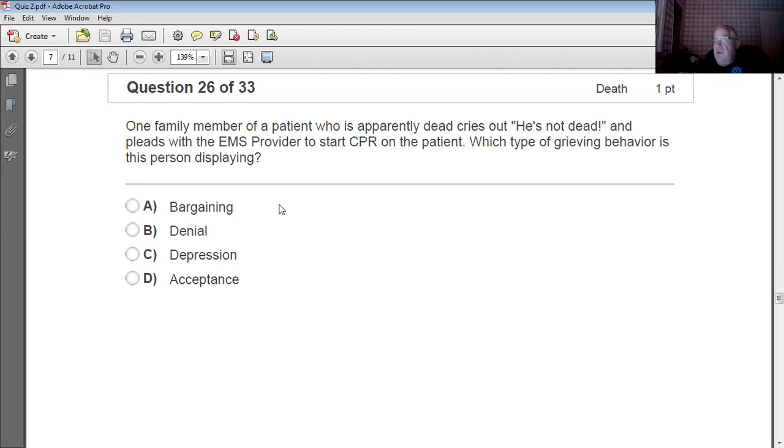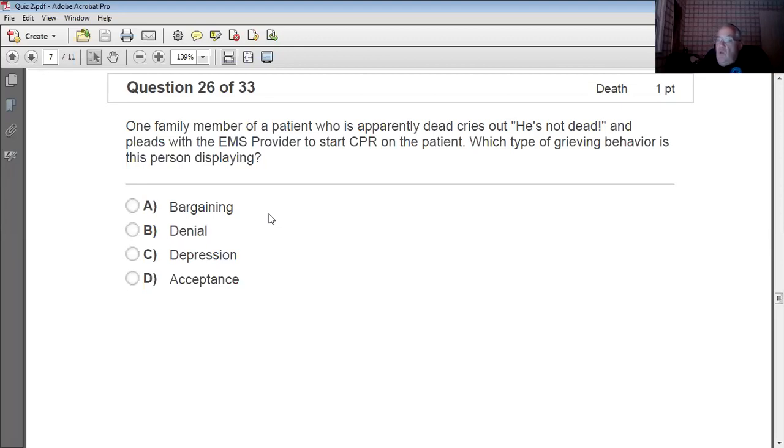Okay, question 26: one family member of a patient who's apparently dead cries out he's not dead and pleads with the EMS provider to start CPR on the patient. Which type of grieving behavior is this person displaying? Again, this is another page or 2 in the book where they talk about what they call the stages of dying or the stages of grieving. When people find out they have a terminal illness, or when people have a loved one that died, they supposedly go through these different stages.